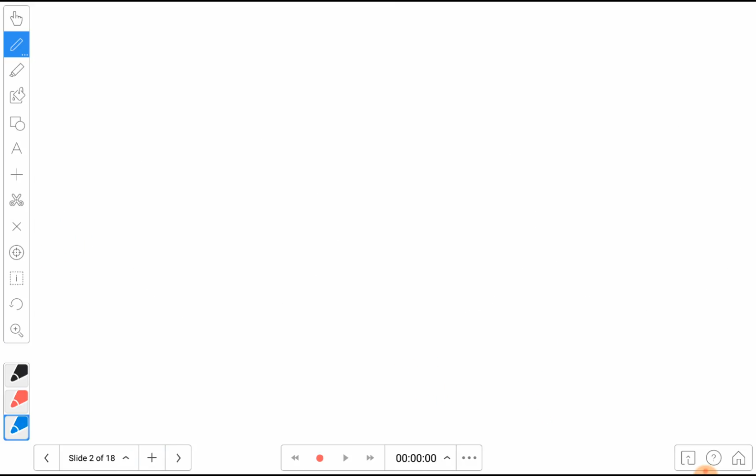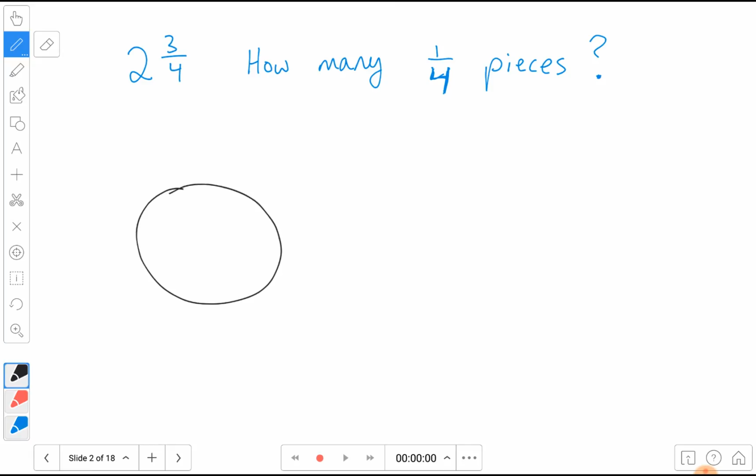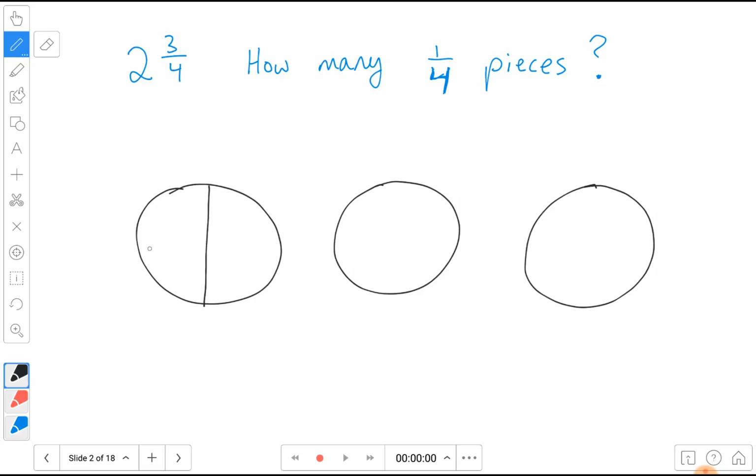Okay, let's do some more of this. So how many quarter pieces are in 2 3/4 pies? For instance, 2 3/4 pies. How many 1/4 pieces are in 2 3/4? So we'll have to make our own picture here. There's going to be 1, 2, 3 circles, okay? And the denominator is 4 again. So I'm going to split these circles up into 4.